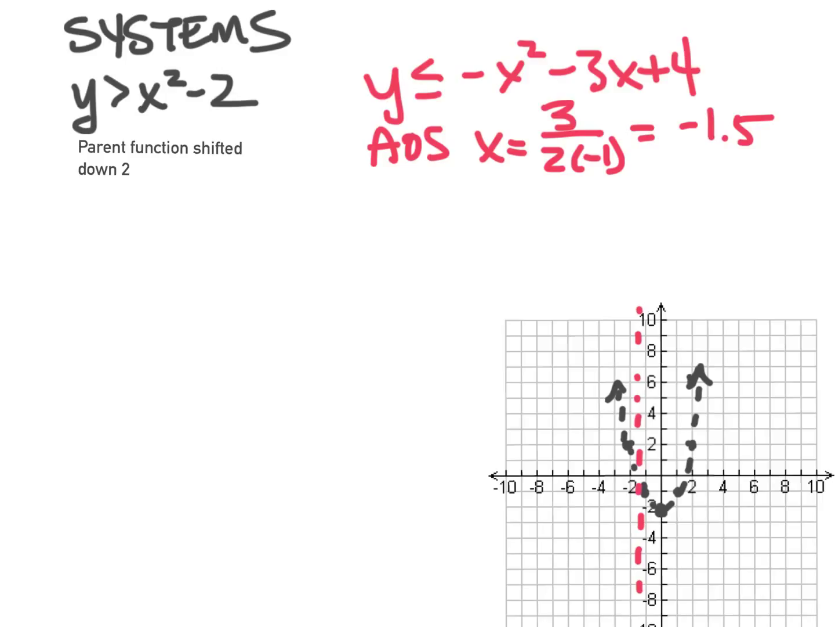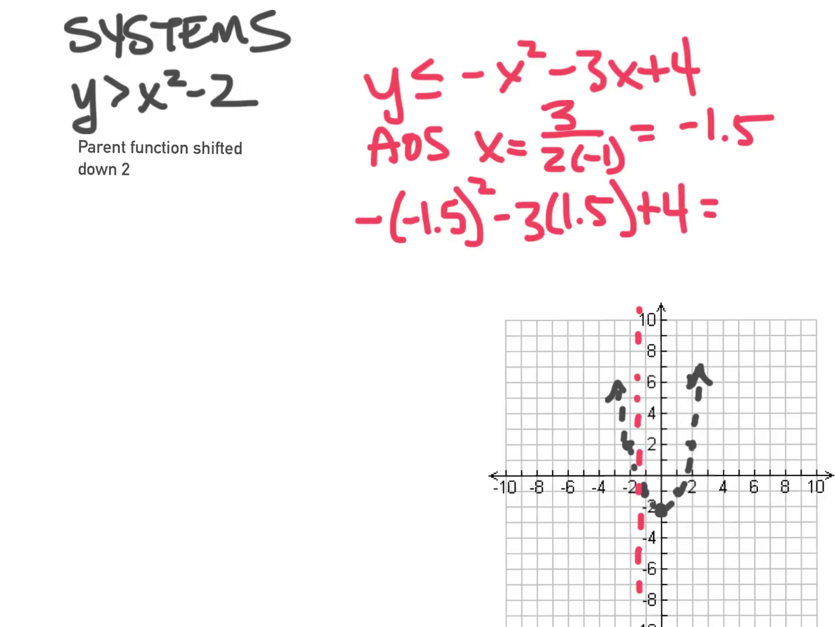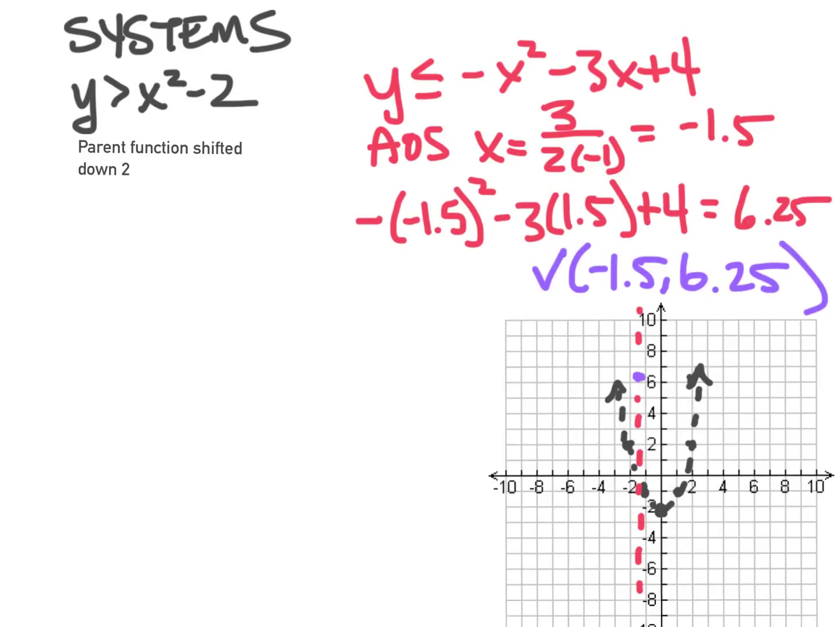And then we'll have to plug that back in to find the vertex. Negative 1.5 squared minus 3 times negative 1.5 plus 4. This is all equal to 6.25. So that's going to be my vertex: negative 1.5, 6.25, just above 6. We also know that this 4 is the y-intercept. So let's graph here at 4 and then reflect that over, so we'd have a point here at (-3, 4). This is a solid graph.